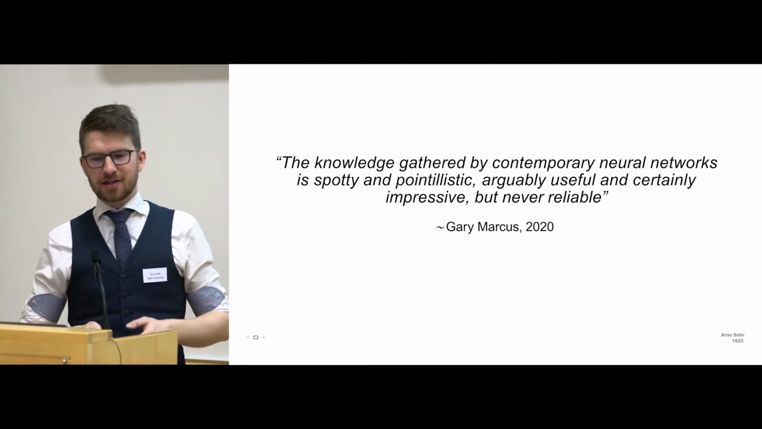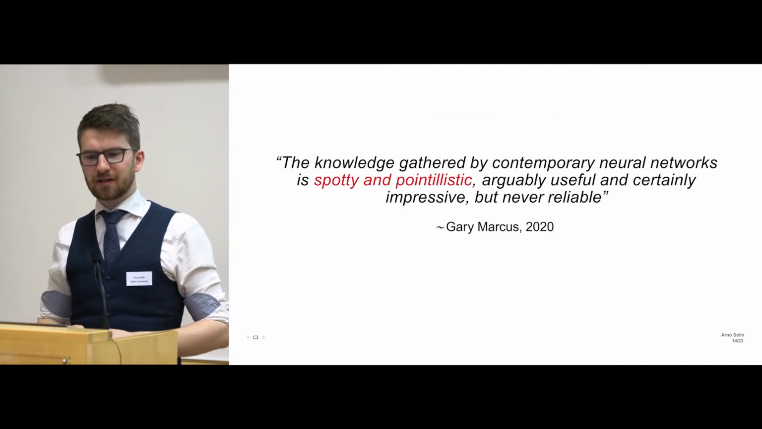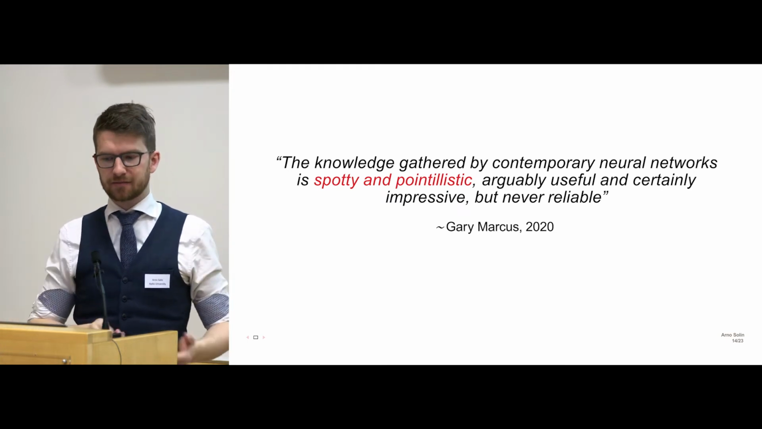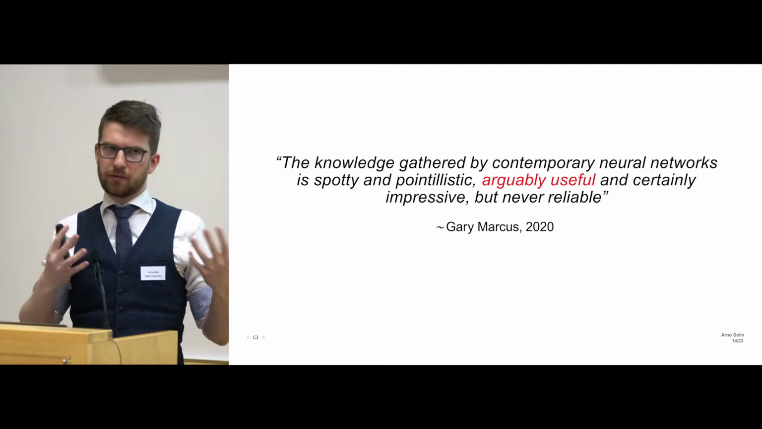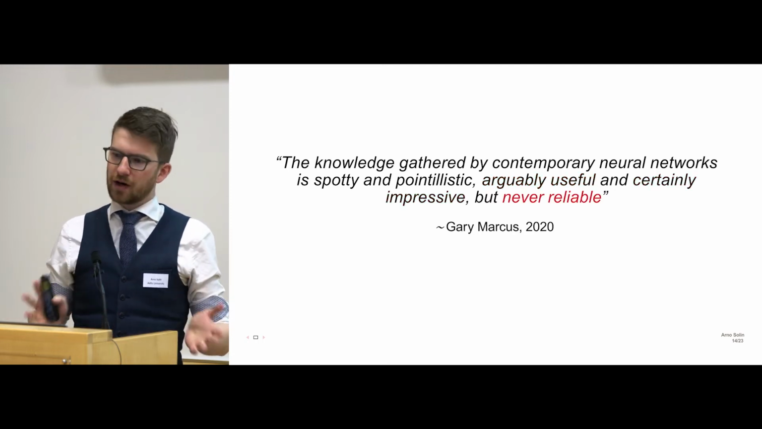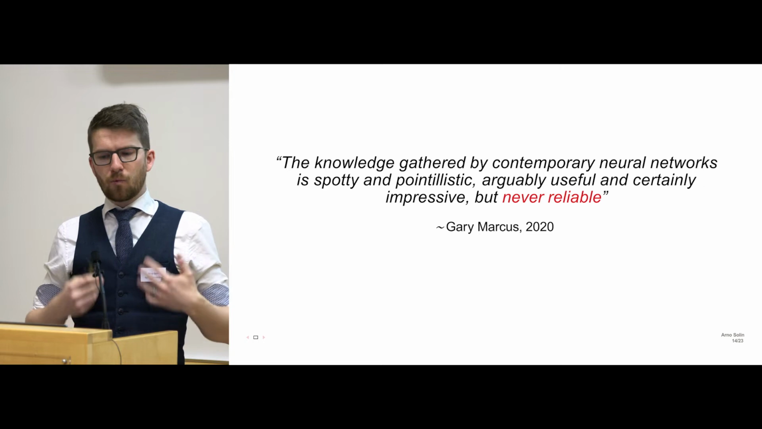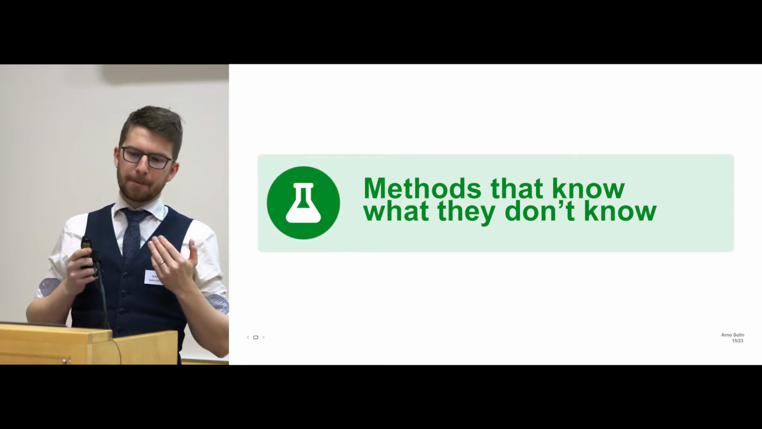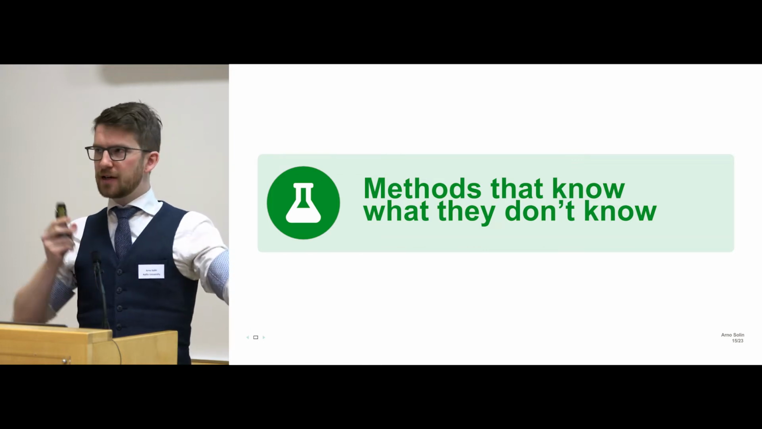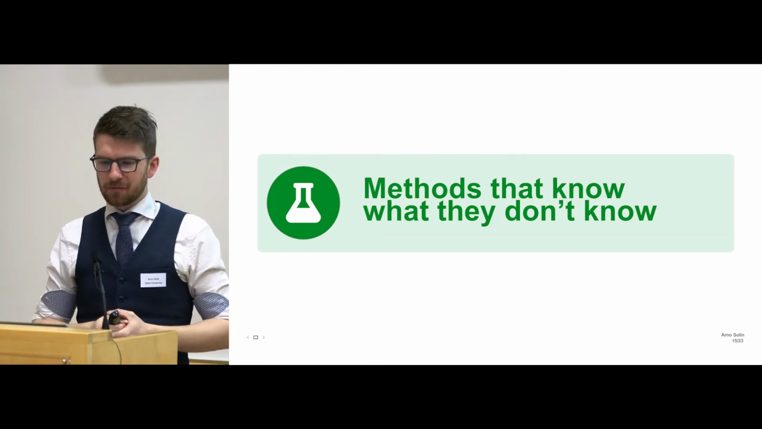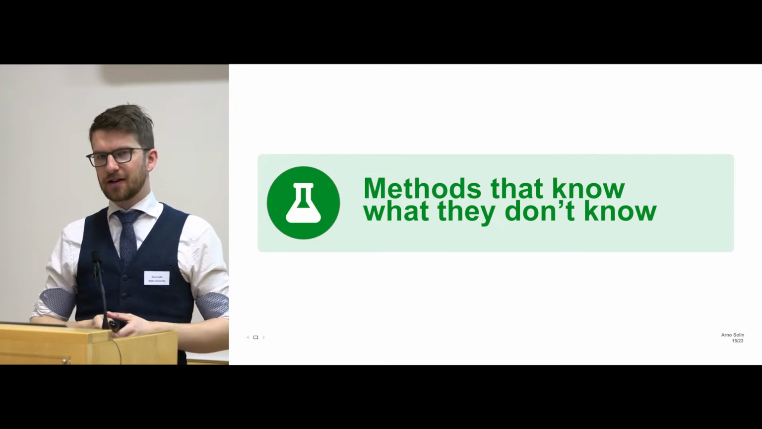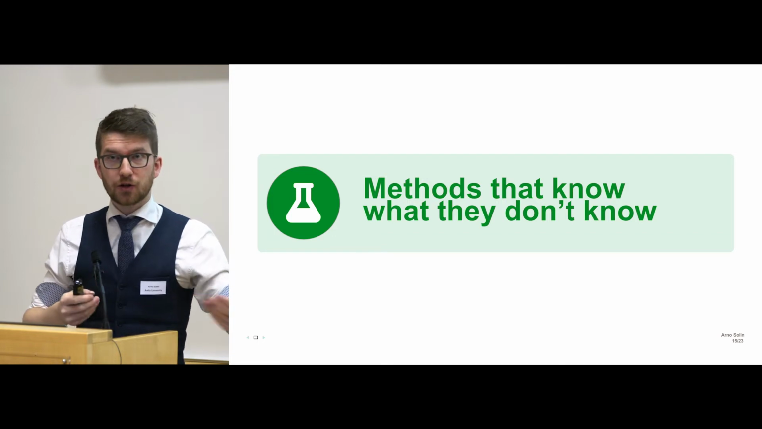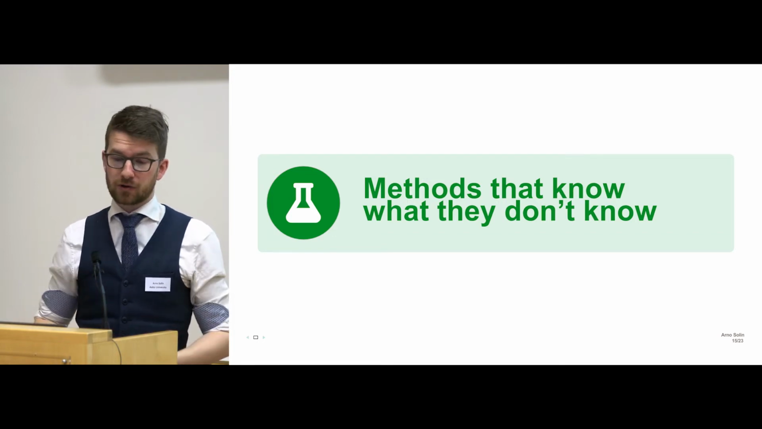And there's this famous quote that says that contemporary neural network models are spotty and pointillistic. Well, useful, impressive, but not reliable. So what are the measures that we can take to tackle this? Well, already in the two previous more technical talks, things regarding robustness, prior knowledge and probabilistic approaches were brought up.